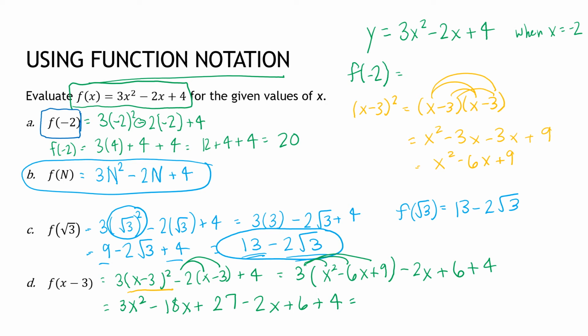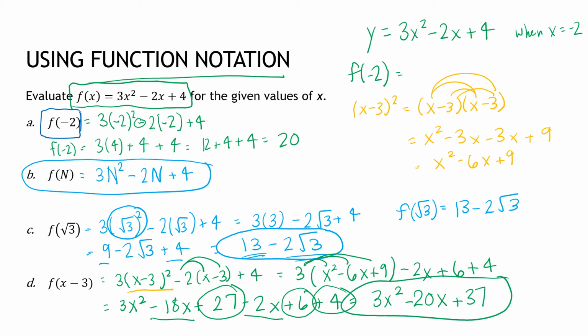So 3x squared doesn't really combine with anything, so it's 3x squared. Then I've got minus 18x minus 2x, those combine to minus 20x. And then I have plus 27 plus 6, so that's plus 33, plus 4, so that's plus 37. So this would be my final answer.